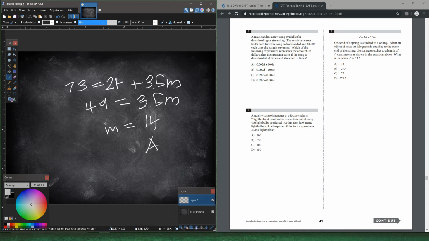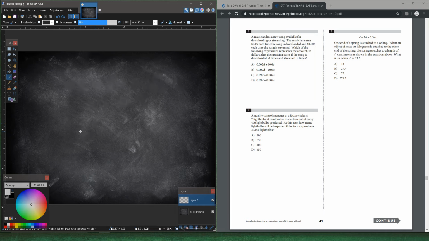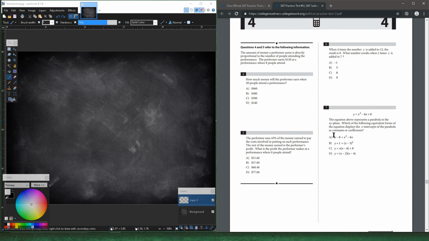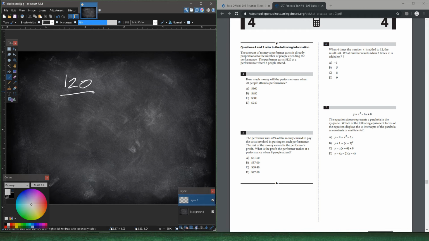Pretty basic question. Question 4 refers to the following information. The amount of money a performer earns is directly proportional to the amount of people attending. The performer earns $120 for 8 people. How much money will a performer earn when 20 people attend? So this is proportional. So $120 for 8 people is equal to x dollars for 20 people.